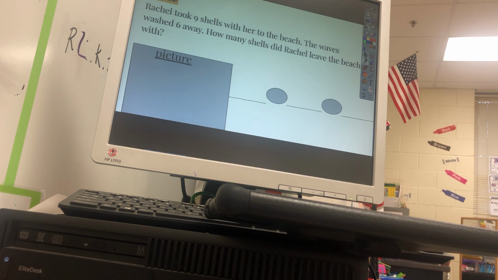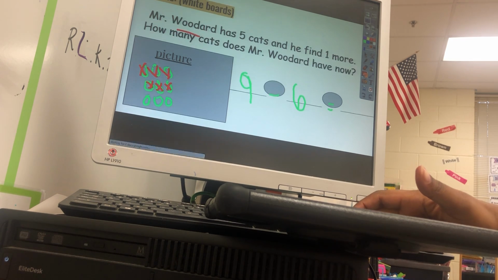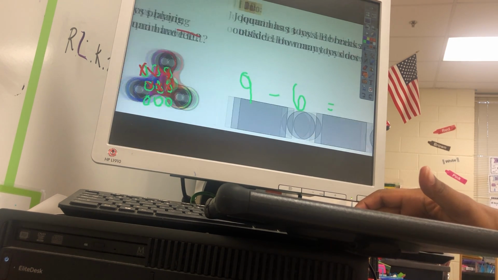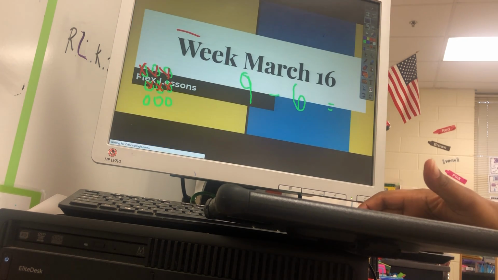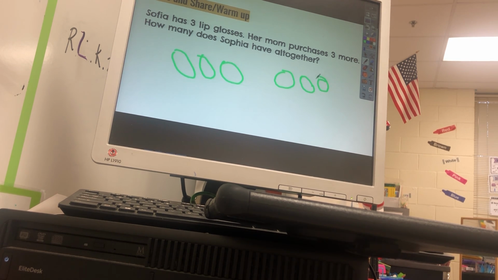Last but not least, we're going to go ahead and return back to our warm-up problem. With Sophia. Okay. Sophia has 3 lip gloss. Her mom purchases 3 more. How many does Sophia have altogether? That was supposed to be your answer.